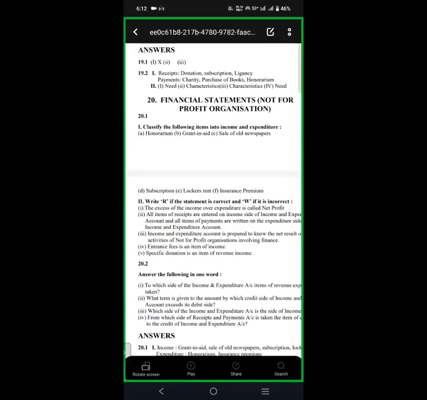Classify the following items into income and expenditure account. Honorarium, grant in aid, sale of old newspapers, subscription, locker rent, insurance premium. The income: grant in aid, sale of old newspapers, subscription, locker rent. Expenditure: honorarium, insurance premium.